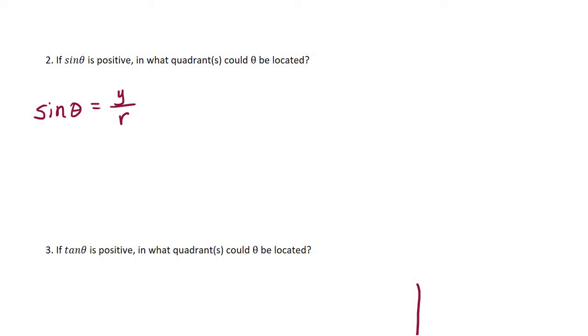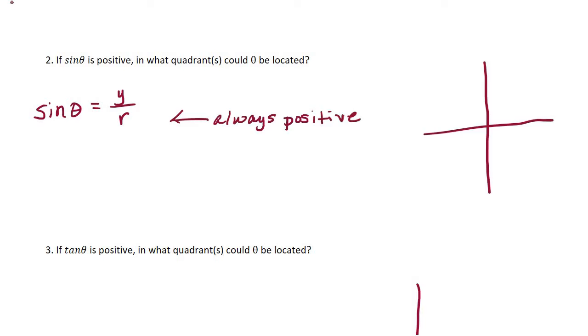Problem 2. If sine theta is positive, in which quadrants could theta be located? Again, I'm going to use my reference sheet to find my circular definition. Sine theta equals y over r, and I know that r is always positive. Since this ratio of y over r is positive and r is positive, then that means y has to be positive. So now I just need to figure out in which quadrants y is positive. Well, my y coordinate is positive in quadrants 1 and 2.